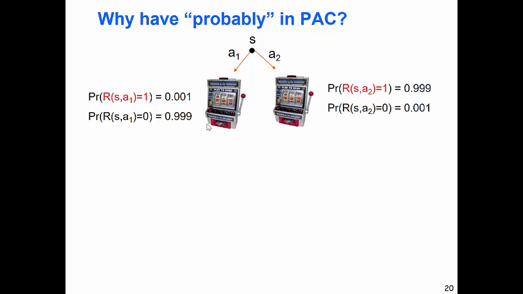It has an expected value of 0.001, whereas this arm has an expected value close to 1, because you get a reward of 1 with probability 0.999, and otherwise you get a reward of 0. So which is the best arm? A2, right? That's obvious. Now, do you think it would be easy to determine which is the best arm by pulling these a few times?